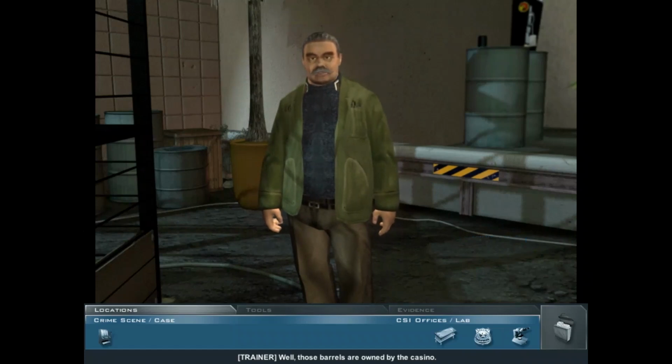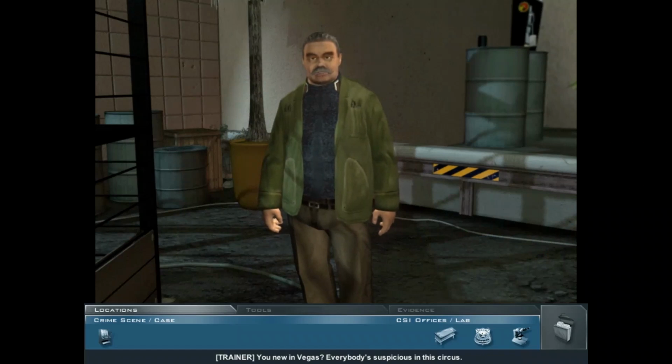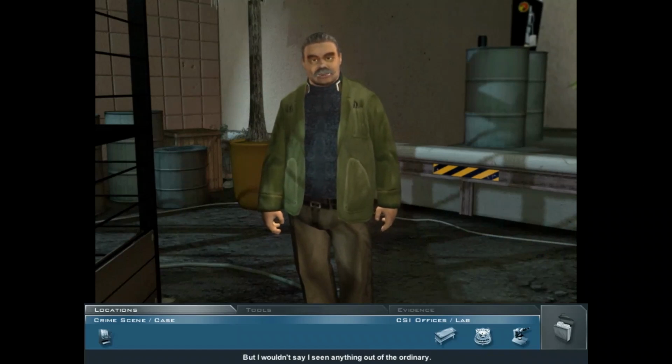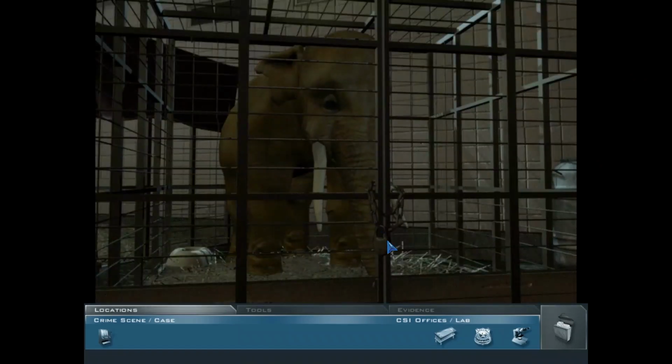Well, those barrels are owned by the casino, but that one, I'm pretty sure that one was up against the wall a little while ago. You new in Vegas? Everybody's suspicious in this circus. But I wouldn't say I've seen anything out of the ordinary. Dumbo is not saying much. He's about as helpful as his trainer was.